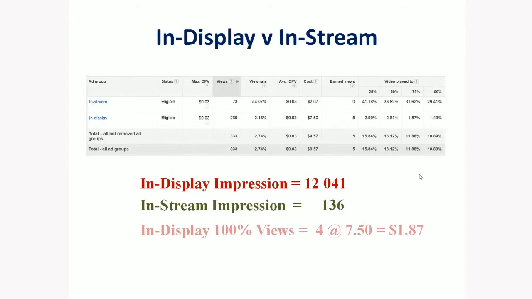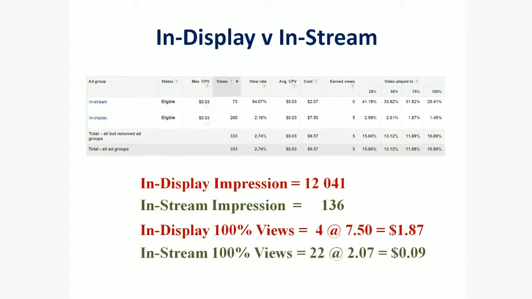Now, what that means is that in the in-display ad, the ones that stayed to the end, only 4 stayed to the end. It cost me $7.50, which means each one cost me $1.87. For each person who stayed at the end, it cost me $1.87 per person. Whereas my in-stream views, I had 22 at $2.07, so it only cost me 9 cents per view.